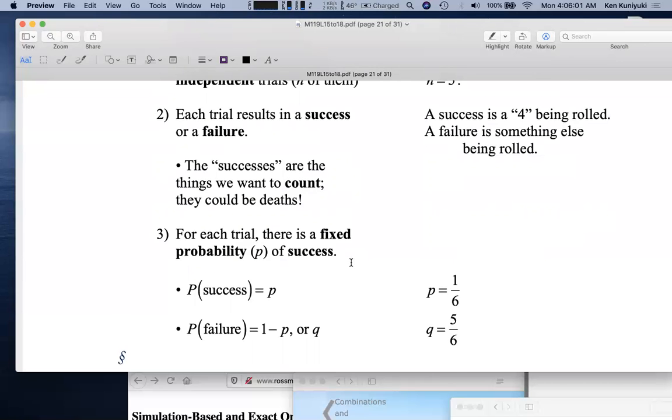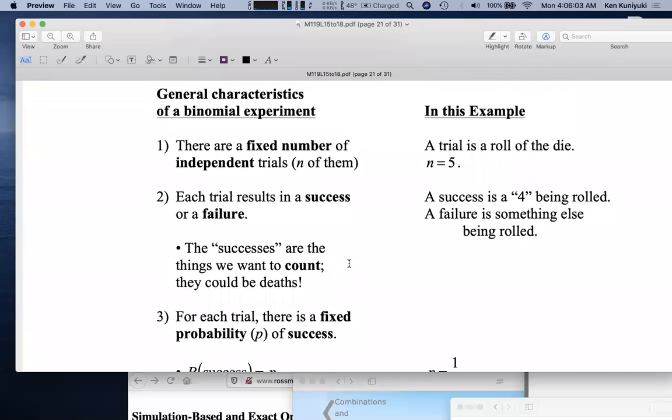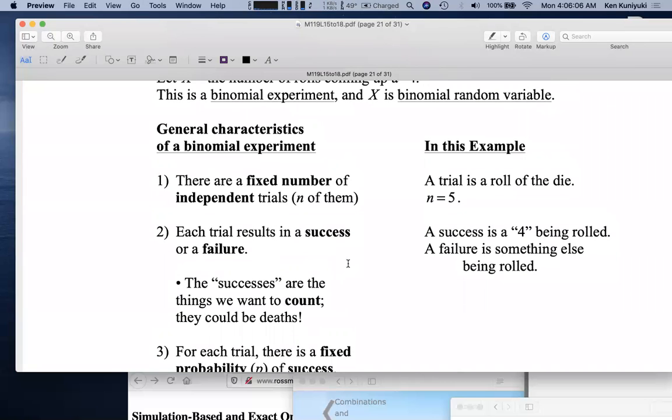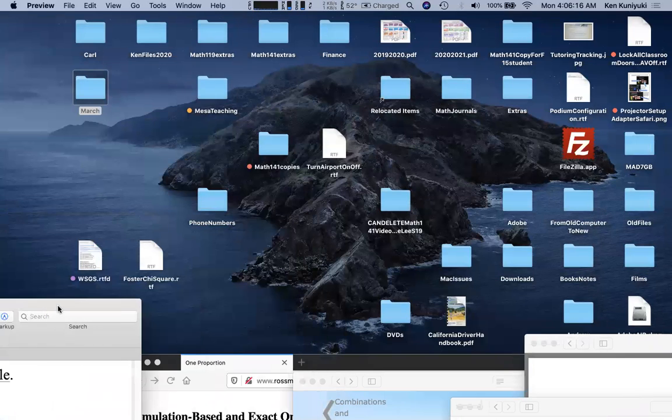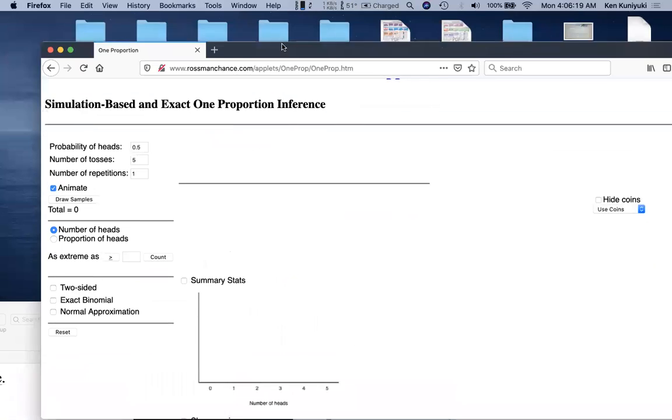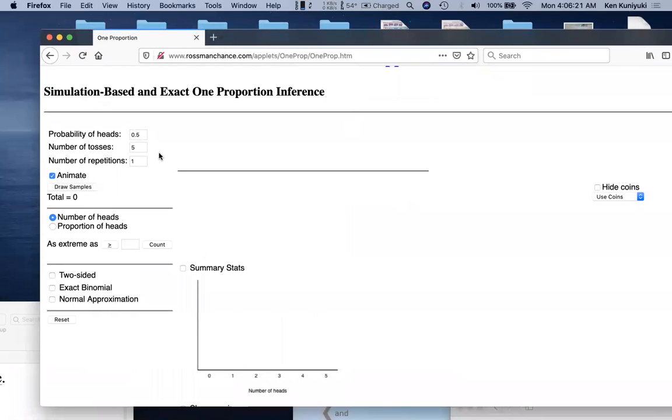So in both the dice example and the Monty Hall problem, we're talking about binomial random variables, X, which count the number of successes from a binomial experiment. Another classic situation is flipping coins. Here is another Rossman Chance applet. Let's say that we take a fair coin, probability of heads 0.5, and we toss the coin 100 times, like many of you did in the extra credit problem.